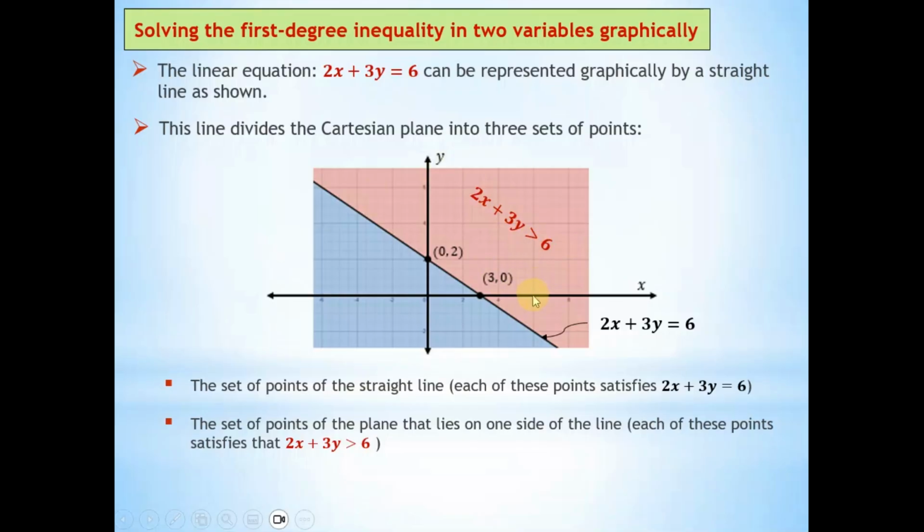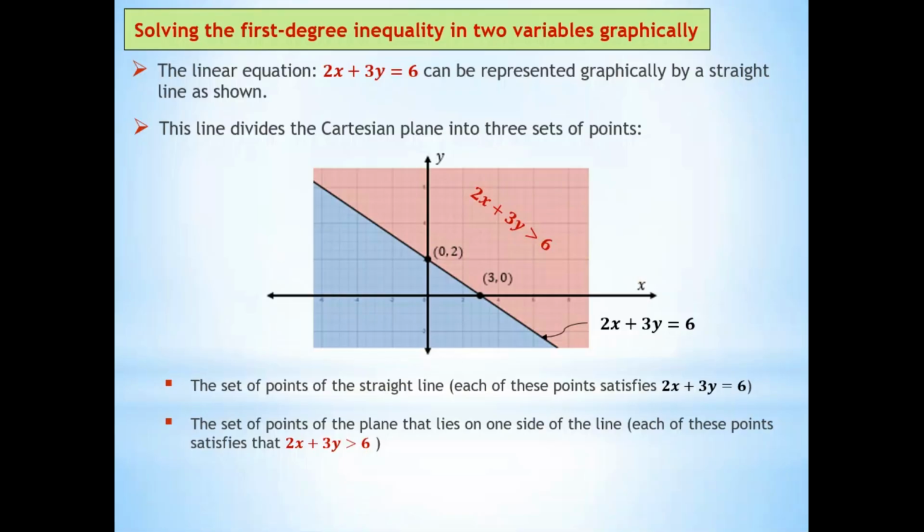Take any point, take this one point, for example, x equals 6 and y equals 0. So 12 plus 0, 12 more than 6, correct. Another point here, y equals 4 and x equals 0. So 3 times 4 is 12, 12 more than 6, correct. So any point in this region satisfies that 2x plus 3y is more than 6.